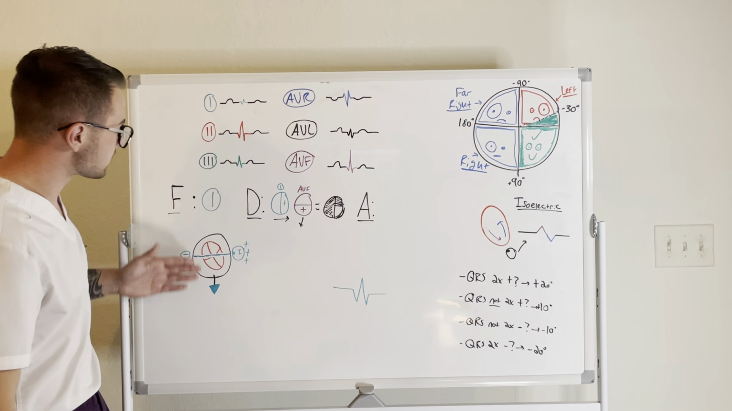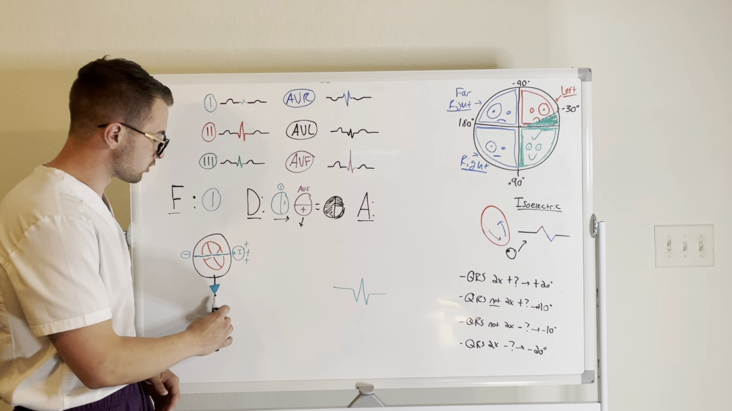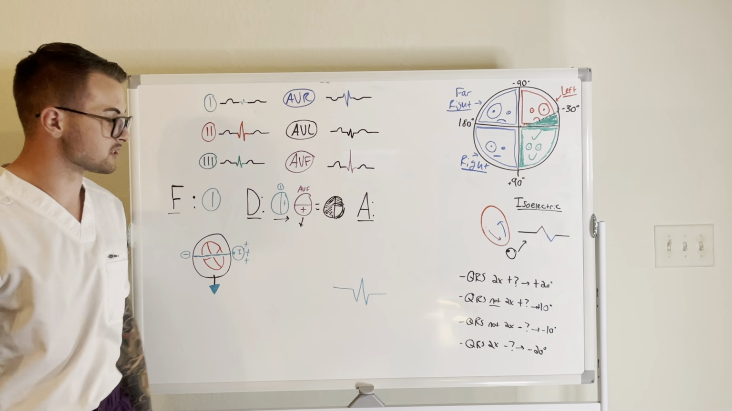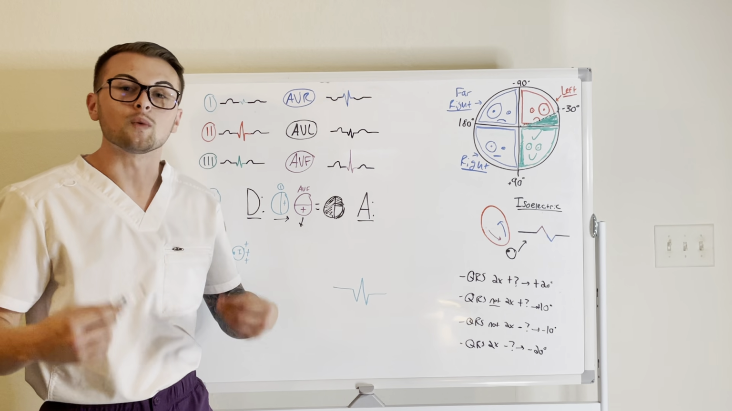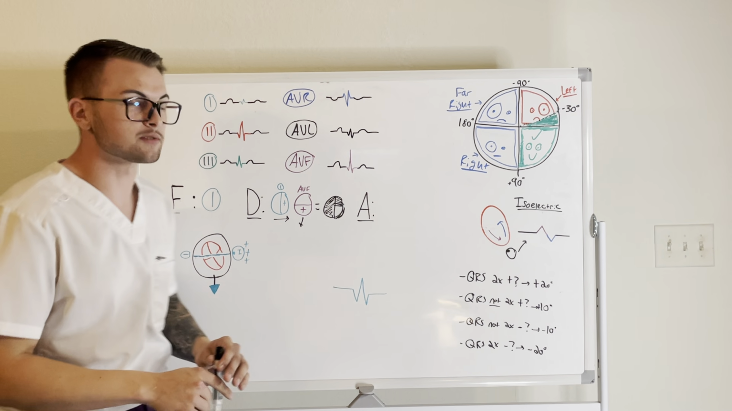Remember, we found the isoelectric lead. We know that because it's isoelectric, it's perpendicular, so it's about 90 degrees. We know this because we know that the quadrant is lower left. So we have to memorize some rules, okay? These are the only rules we have to memorize.